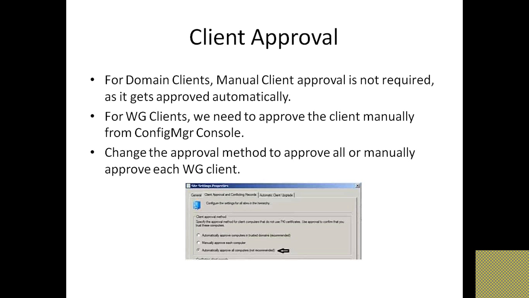For domain clients, manual client approval is not required as it gets approved automatically. But for workgroup clients, we need to approve the client manually from the Configuration Manager console. Change the approval method to approve all or manually approve each workgroup client. So you can see below the tab of the site settings properties where the client approval method is specified.